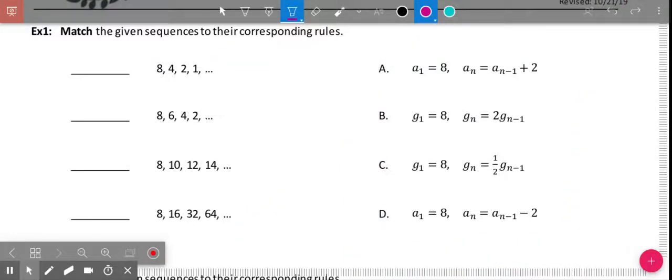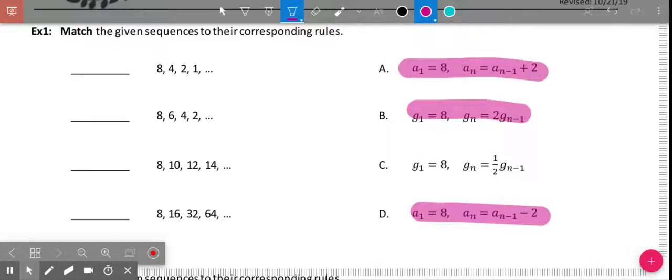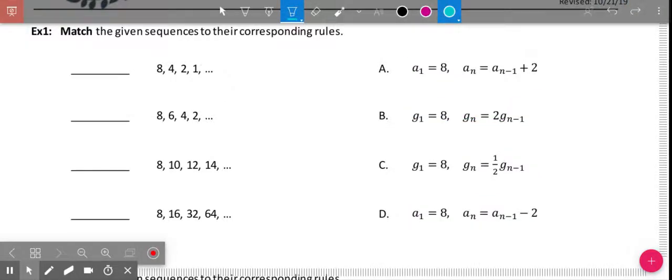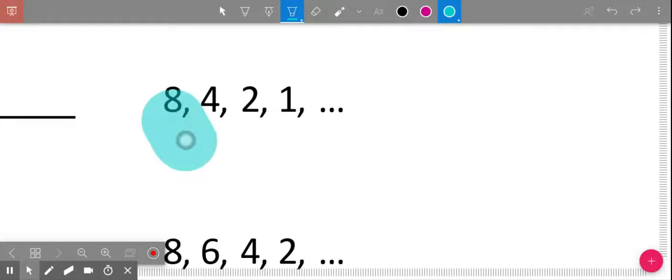So the first thing we need to notice is that I have 2 that are arithmetic over here, and then I have 2 that are geometric. So we can then eliminate some of our options depending on the sequence. We're going to start by going through and labeling which ones are arithmetic and which ones are geometric.